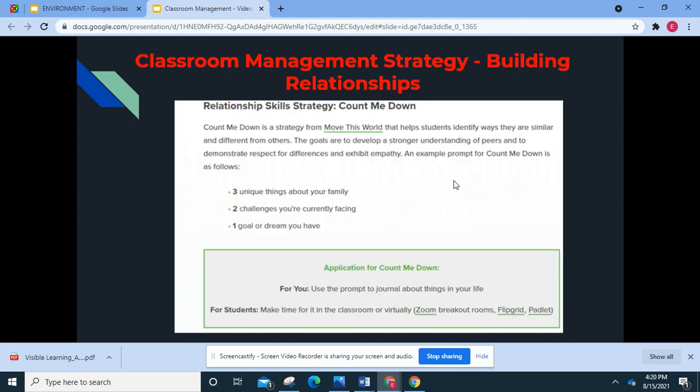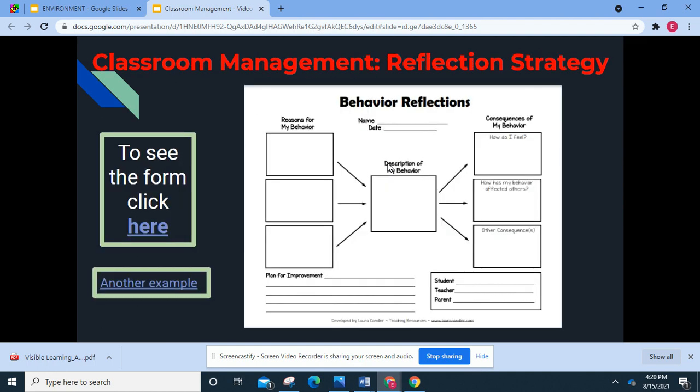This is a relationship building strategy called Count Me Down, where students are encouraged to think about three things that they can share about their family, two challenges they're currently facing, and one goal or dream that they have. When sharing this information with their peers, it helps to build respect because they get to understand that people have differences, and it also helps to build empathy for others.